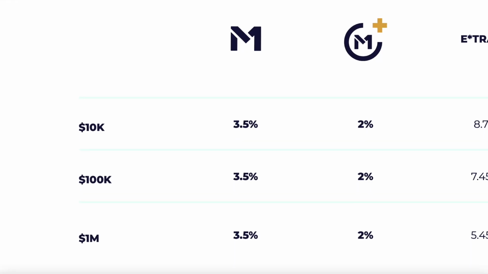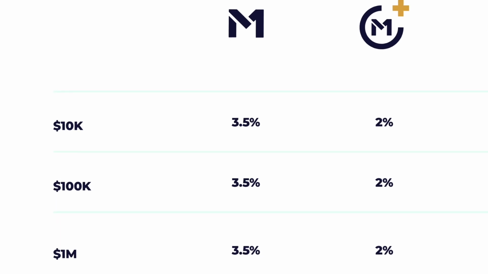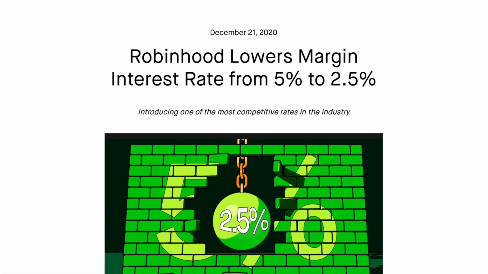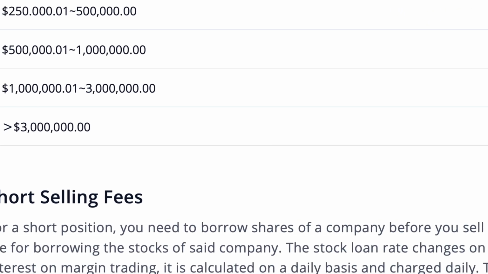M1 Finance advertises a margin rate of 3.5% up to 35% of the value of your portfolio, and that drops all the way to 2% if you pay for their subscription service. Similarly, Robinhood's margin rate is between 2.5% and 5%, and Webull's margin rate will drop to 3.99%, but only if you have $3 million or more invested in their platform.